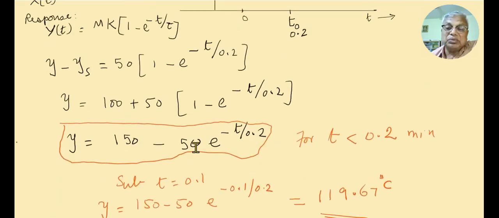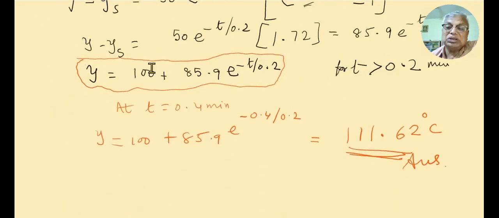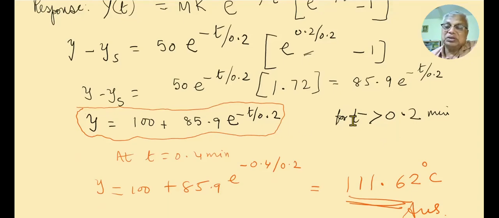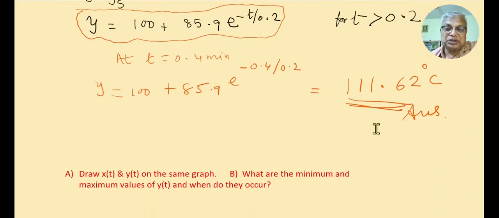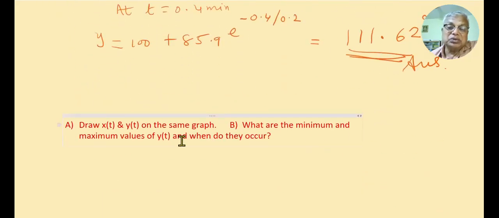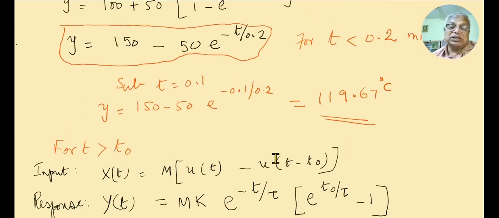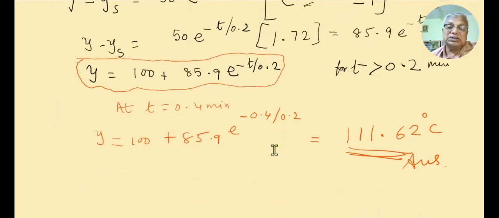Now for t less than 0.2, this equation, and t greater than 0.2, this equation. What about t equal to 0.2? Give it a thought, and when you do the calculation, you will know which equation is to be used. You will also know the minimum value of y and the maximum value of y, and what time it occurs. So calculate these and post your answers in the comment section below and let me know.